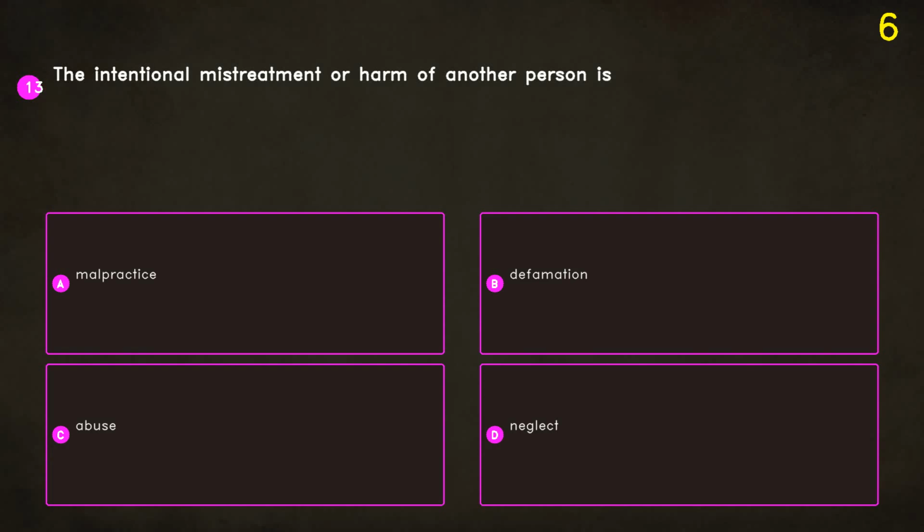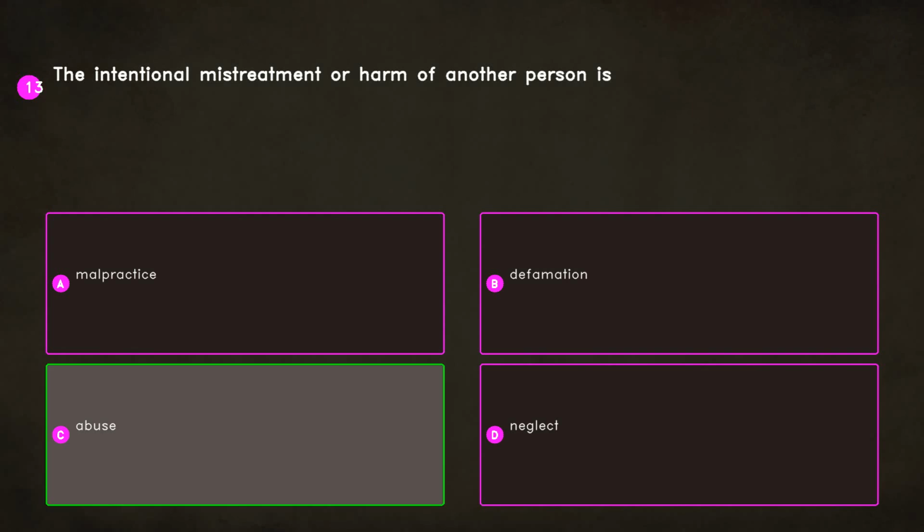Question 13. The intentional mistreatment or harm of another person is A. Malpractice. B. Defamation. C. Abuse. D. Neglect. The correct answer is abuse.